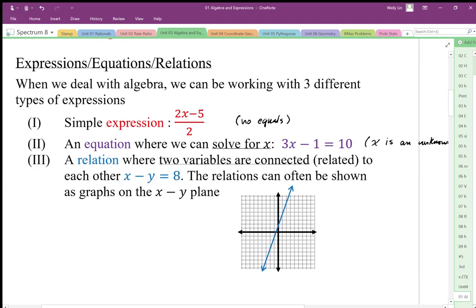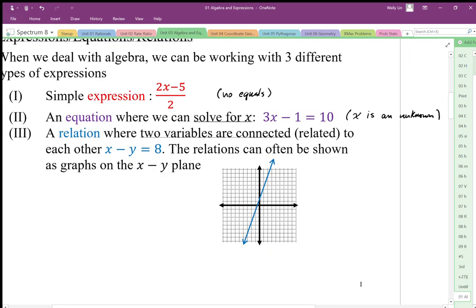Okay, and the last one is a relationship. A relationship is when we have two variables and they're connected in an equation. If I have two variables and they're not connected in an equation, so for example, 2x plus y divided by 2, this would be an expression. Maybe I'll do that in red to show that it is an expression. It has two variables, but it's still an expression. So 2x plus y, having two variables, is still an expression because it's not equal to anything.